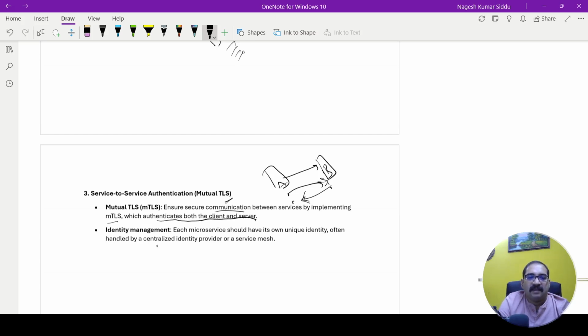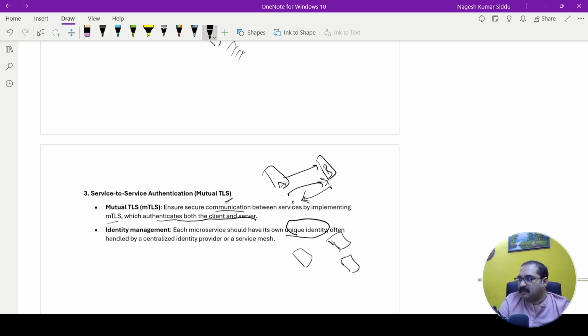Then we also provide identity management. Each microservice should have its own unique identity, often handled by a centralized service provider or a service mesh. So identity management here talks about that every microservice has its own identity, so that the identities are clearly established and they are easily understood and verified.